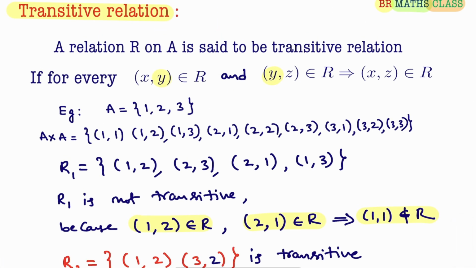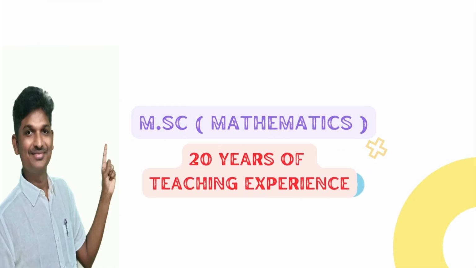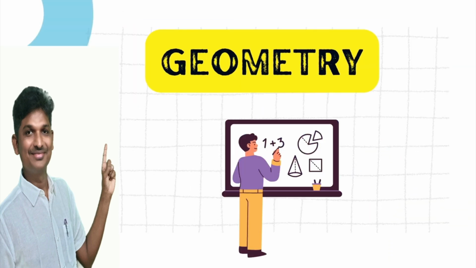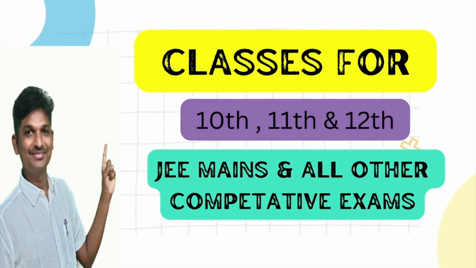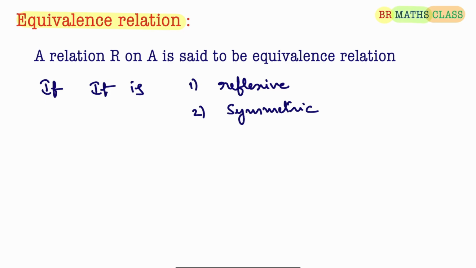I hope you understand this transitive relation. What is a transitive relation? How to check a transitive relation? Next, equivalence relation. What is an equivalence relation? A relation R on A is said to be an equivalence relation if it is reflexive, symmetric and transitive. If a relation is reflexive, symmetric and transitive, then we say that relation is an equivalence relation.